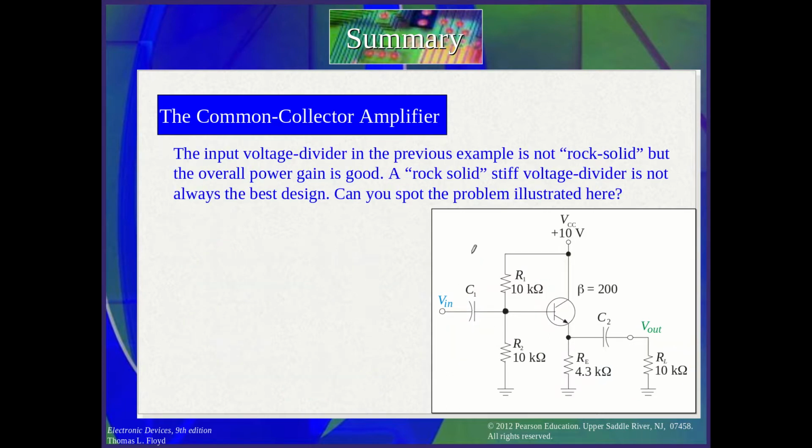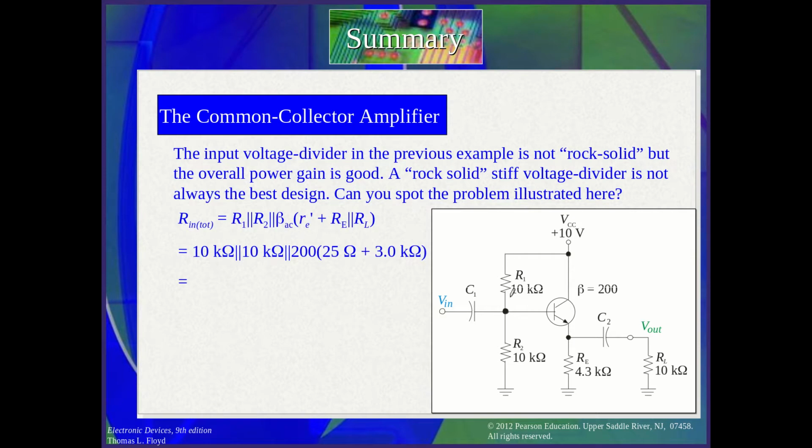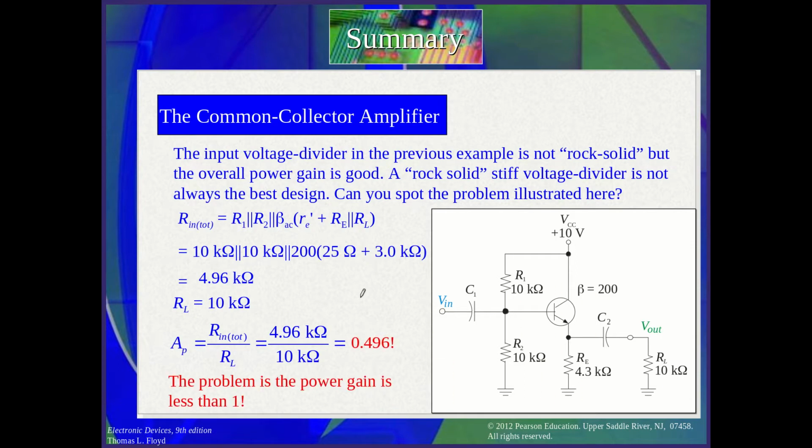The common collector is not rock solid. Why? What is meant by rock solid? It's changeable. The voltage divider is not always the best design for the common collector, because let's see here, if we calculate again the R input, the difference is you change the resistance here. The R is 4.96 kilo ohm and the RL is 10. So the AV is less than 1. So again, you have a problem with the circuit here. RL normally is the load, and the load may change, but the design of the circuit should be solid, should be giving the gain despite what's happening. Okay, so this design inside is affecting the gain.